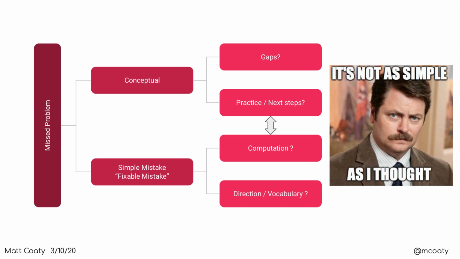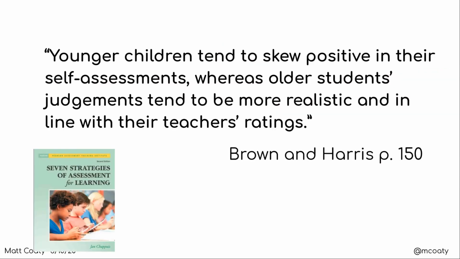Are there gaps involved? Is there practice? Or are there next steps? Is it a computation issue? Is it a vocabulary issue? As I was looking through these student responses on why they thought they missed the problem, it was not as simple as I thought. Just because they had the problem wrong on the test, does that truly mean that they don't understand it? So we're delving deeper into the reasoning of why something was incorrect, or if it was just a simple mistake, or they flipped the signs or something like that.